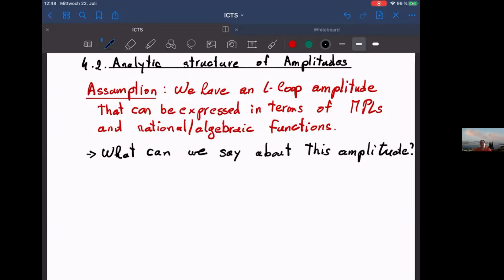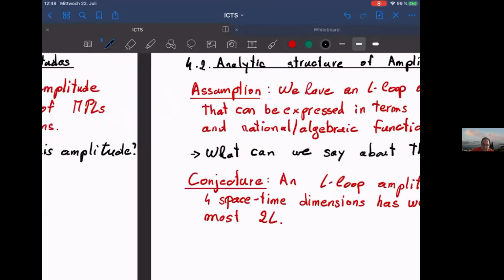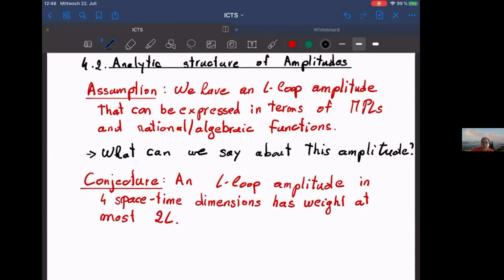So what can we say? Imagine you have an amplitude that can be expressed in terms of polylogs. What can you say about it? Well, the first thing that is known in terms of conjecture: if you have an amplitude with L loops in 4 space-time dimensions, and if you can write it in terms of polylogs, then the weight of these polylogs is bounded. It cannot be arbitrary, but it's bounded by 2 times the number of loops.